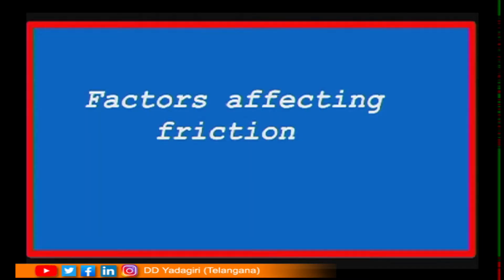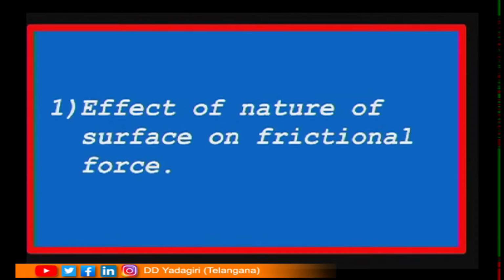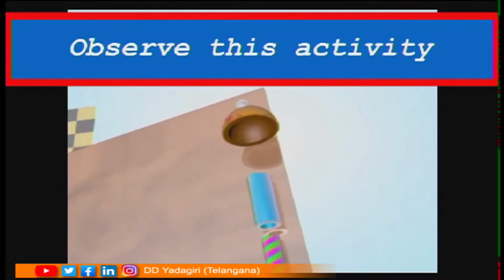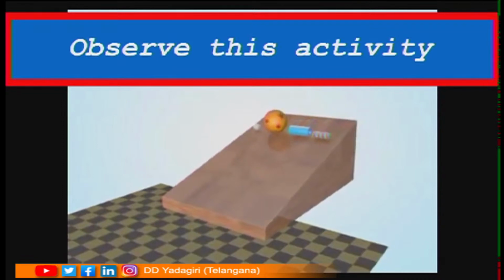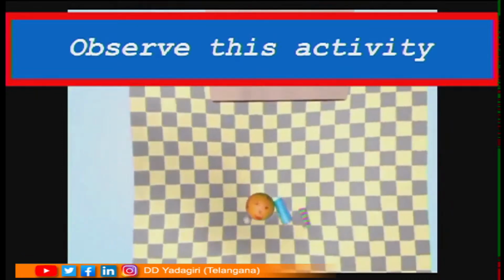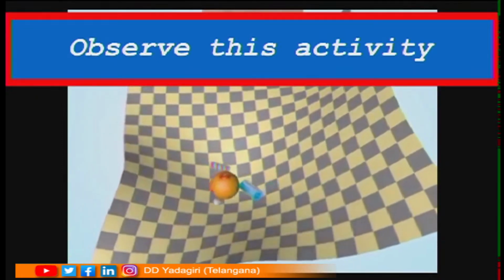Let us now look into the factors affecting friction. The first one is effect of nature of surface on frictional force. Observe this activity. A ball, a bead, two cylindrical objects are moving through an inclined plane. What did you observe in this activity? Which object travelled long distance? Which object travelled small distance?